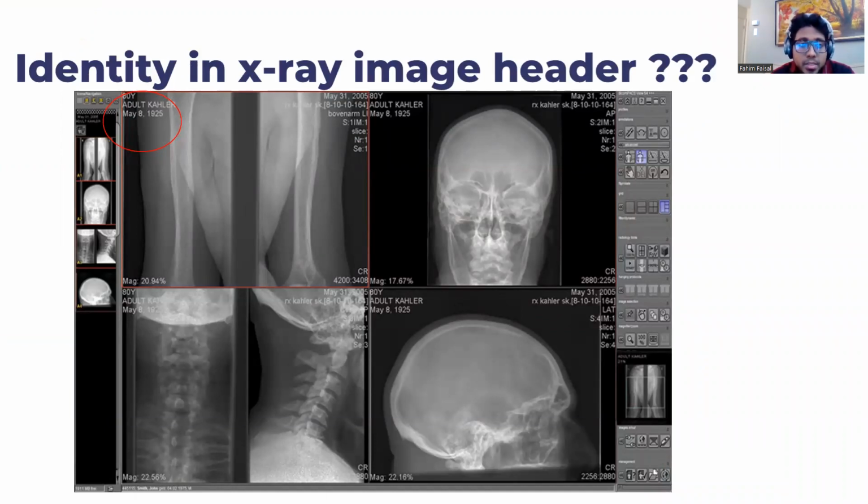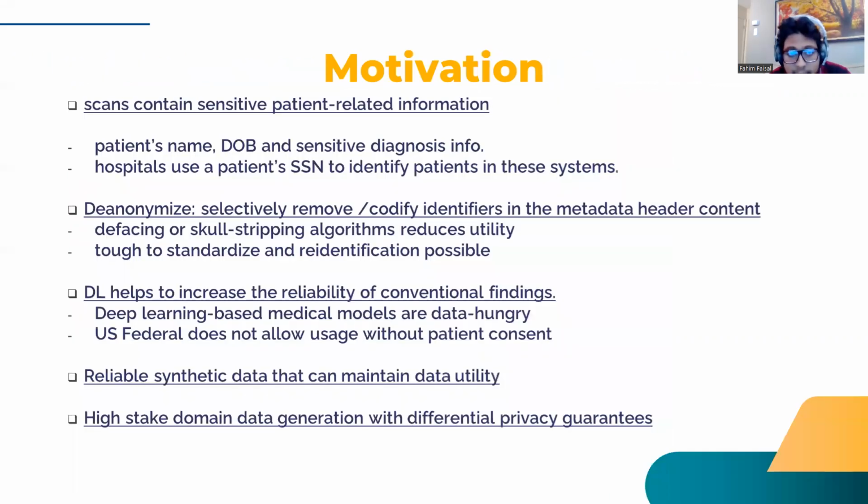In the first X-ray image, in the top left corner, there are the first and last name of the person, the birth date and age of that person. In the top right corner, there is some personal information, including some diagnosis information. So such scans contain patients' sensitive information.